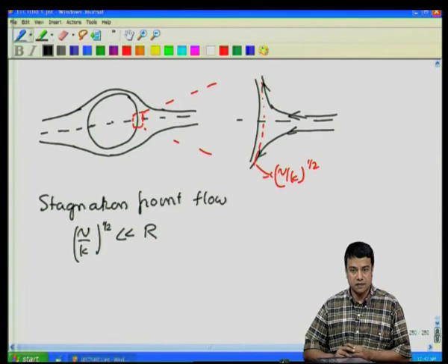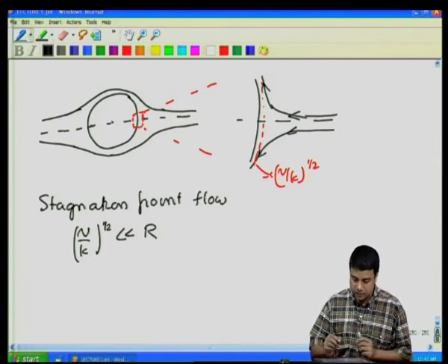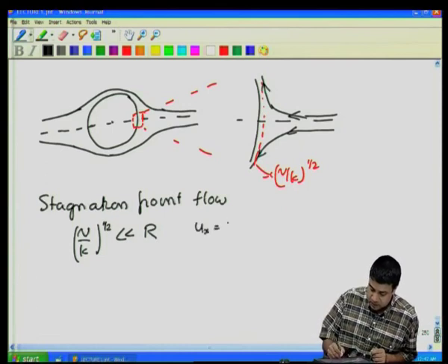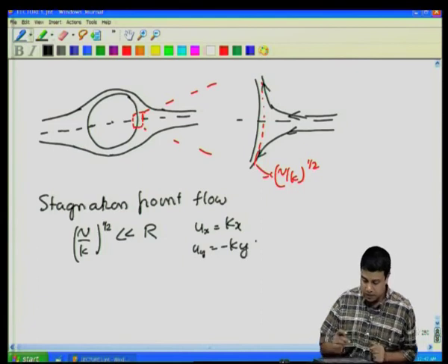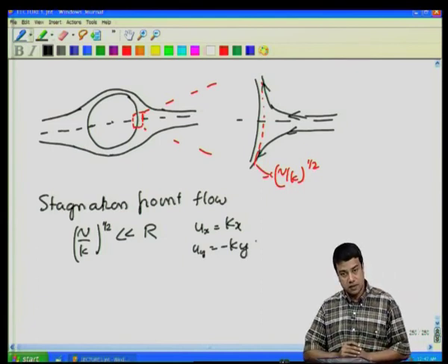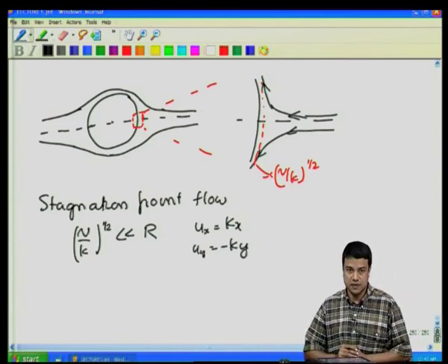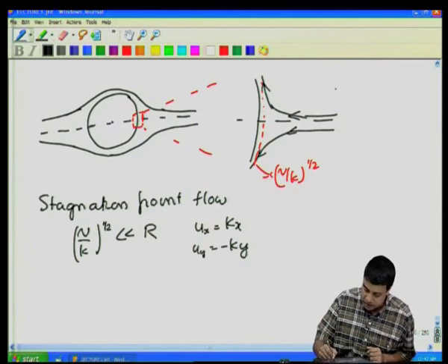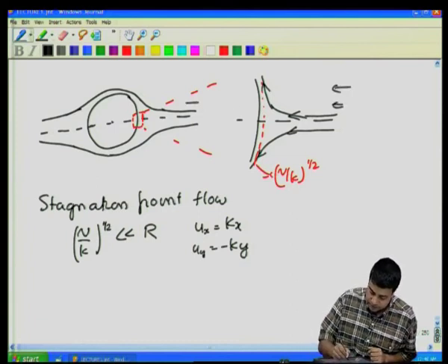What is k itself? K is a strain rate. It has dimensions of inverse time, because if you recall, we got u x equal to k x and u y equal to minus k y. K itself has dimensions of inverse time, so it is something like a strain rate. The strain rate for this flow will go as the mean flow velocity past the cylinder.